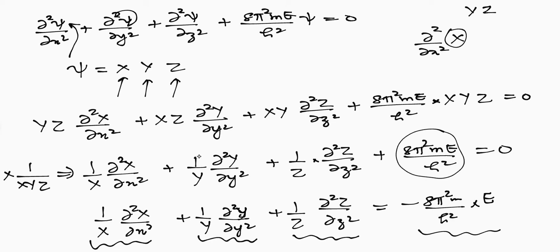What is here? See here, 8 is a constant, pi square is a constant, m is a constant, h square is a constant. Definitely, the E should also be constant. For a given state, as long as the particle is present in a particular state, the wave function and energy do not change. So energy is also a constant, but we can split this constant into three. How to do that? Yeah, we can split this constant into three.